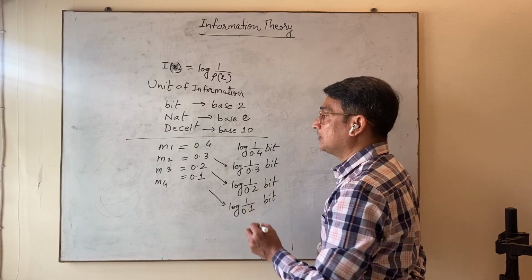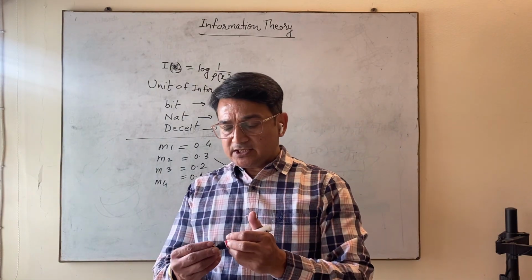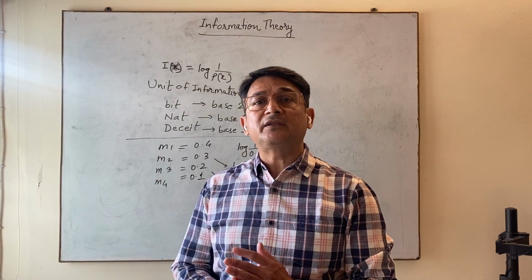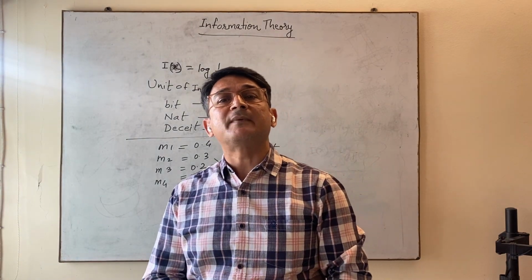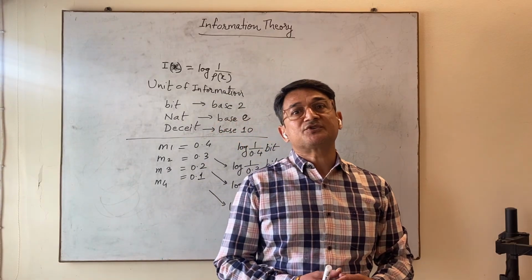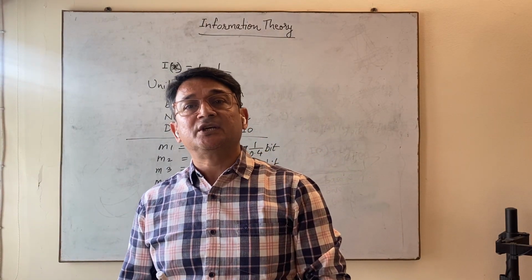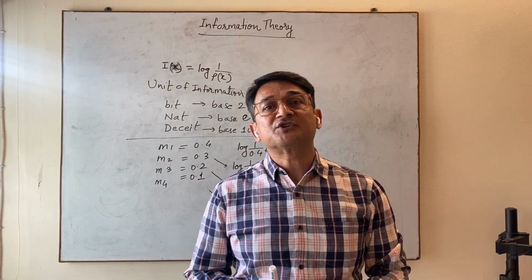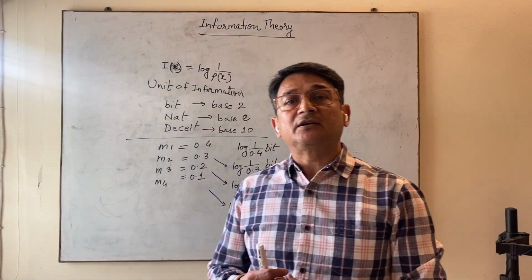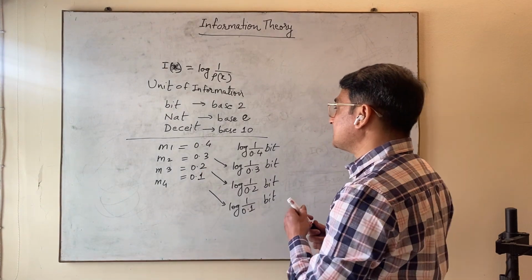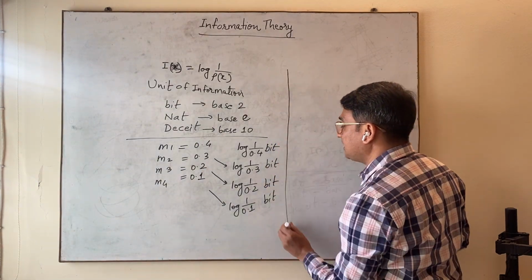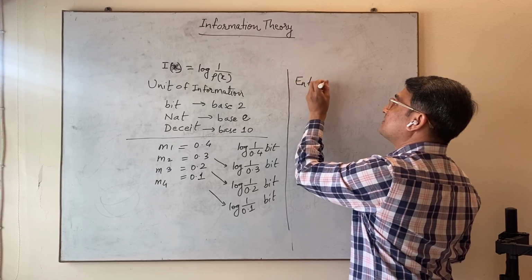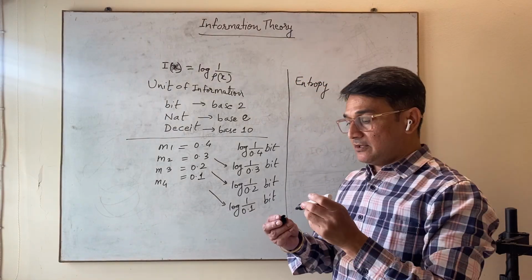So this way we can calculate the information. But the thing is, it is not feasible to calculate the information of individual messages, because if a source transmits, suppose, 100 messages, it is not practical to calculate the individual information of 100 messages. So rather, instead of calculating the individual messages, we will calculate the average information, which is known as entropy. So the next topic which we are going to study will be entropy.